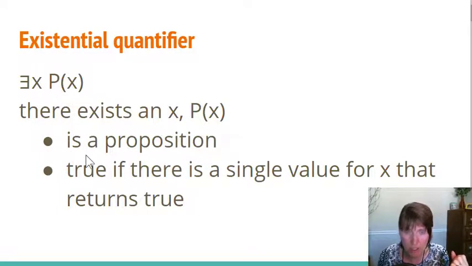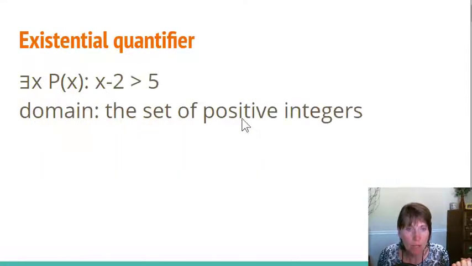Again, this is a proposition. Once we add that quantifier, that predicate combined with the quantifier is a proposition. And we can identify that it's true if we can find a single value that returns true. So let's apply this to the same predicate that we've been using and say there exists an x where P of x is true. So if we use 3, then we do 3 minus 2, and we see that it's false.